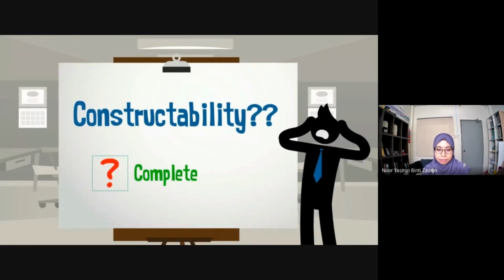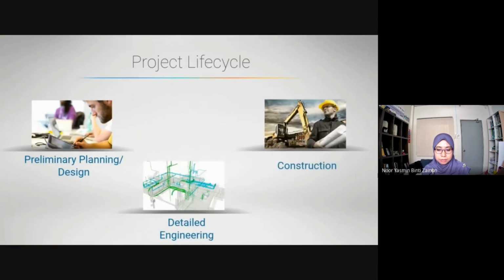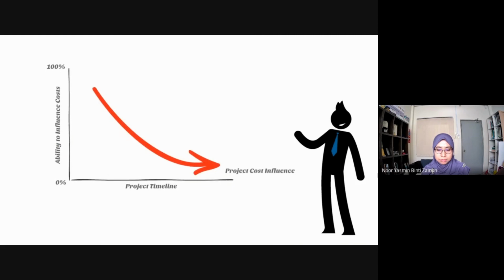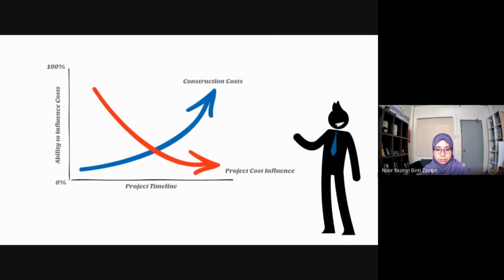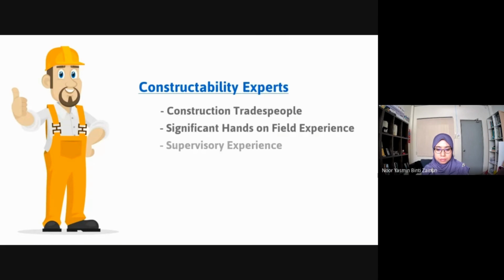Poor Dave. Dave understands that proper constructability involves the integration of full-time construction knowledge and expertise throughout the project lifecycle, beginning in preliminary planning and design. Dave explains to his team that project cost influence decreases rapidly through the project lifecycle. As construction costs increase, the ability to reduce project cost declines as it's too late to implement many great constructability initiatives.